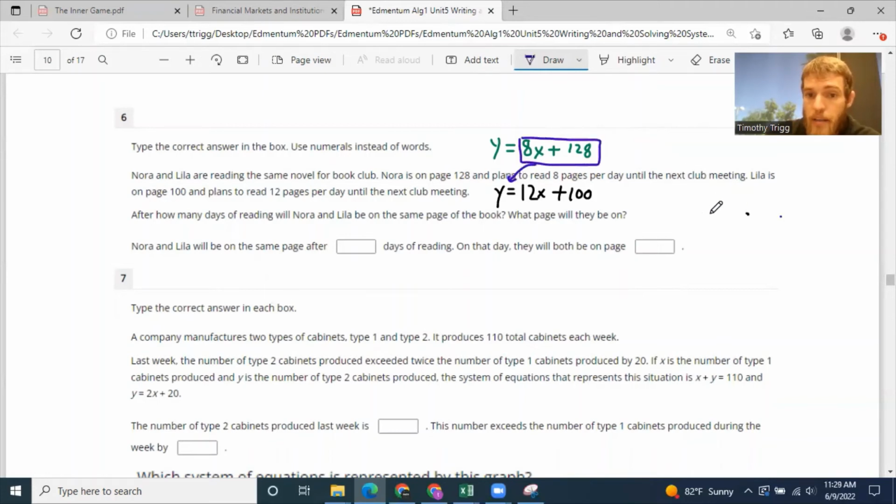So we could write it as 8x plus 128 equals 12x plus 100. Go ahead and solve for x here. The value of x will go here. The value of y will go there. So solve for x, then substitute back in to find the value of y.